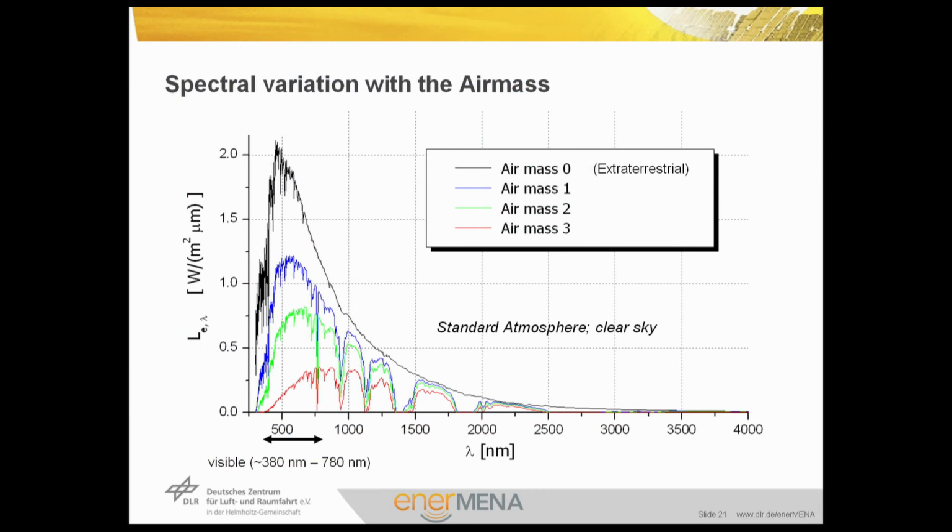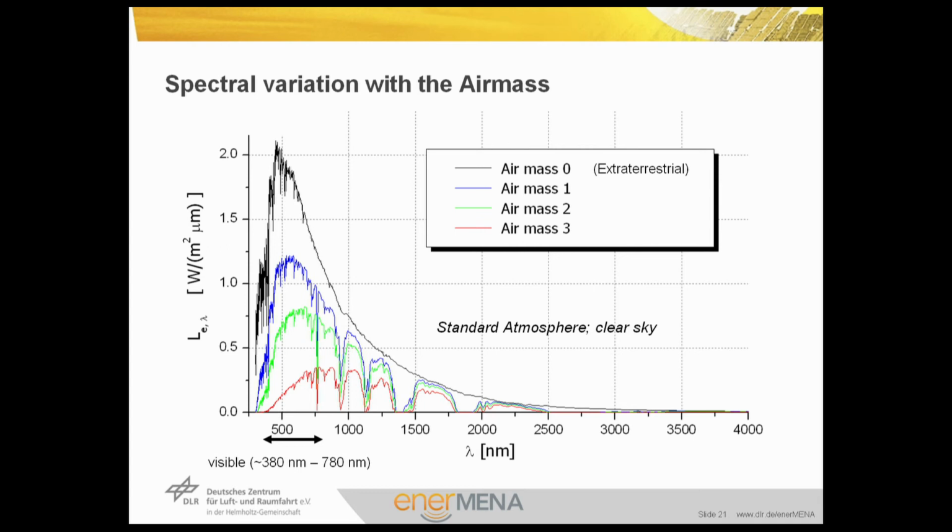On the y-axis, the spectral irradiance in watts per square meter and micrometer is shown. On the x-axis we see the wavelengths in nanometers. There are different curves. The black curve belongs to the extraterrestrial spectral irradiance, so this belongs to Airmass 0. The blue curve belongs to Airmass 1, the green curve to Airmass 2, and the red curve to Airmass 3.